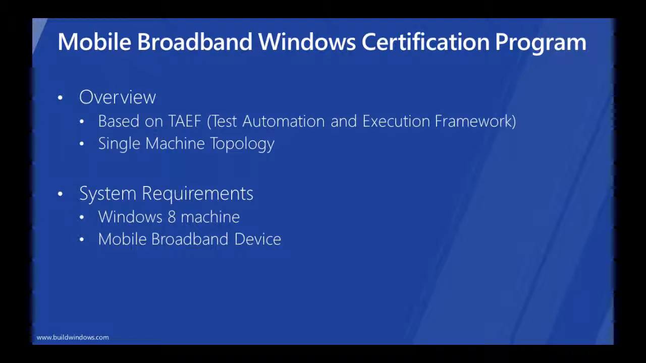Mobile Broadband Windows Certification Program is based on TAFE, which stands for Test Automation and Execution Framework. This is different from Windows 7 and other logo programs such as Wi-Fi, wherein we use the NDIS test framework for certification. TAFE is very lightweight testing framework and has no dependency on NDIS binaries. So its major advantage is that it grants you the ability to execute individual tests. This way, you don't have to run complete test suites in case of any failures. It's much easier to debug too.